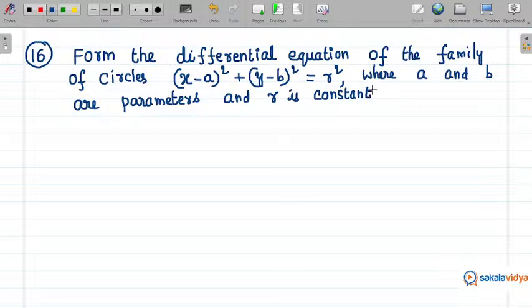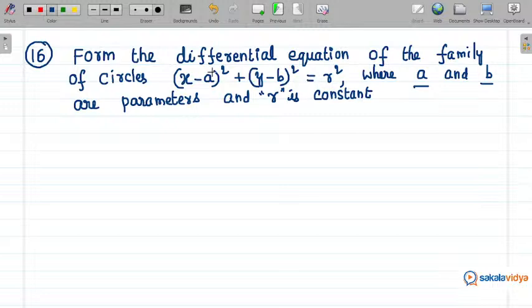So here we are asked to form the differential equation of the family of circles x minus a whole square plus y minus b whole square is equal to r square, where a and b are parameters. Two parameters are there, where r is the constant. r is fixed, but a and b may vary, that's why they are said to be arbitrary constants. This form is known as the central form of a circle. That means x minus a whole square plus y minus b whole square is equal to r square represents the equation of the circle whose center is at a comma b having radius r. So that's why this is called the central form of the circle.